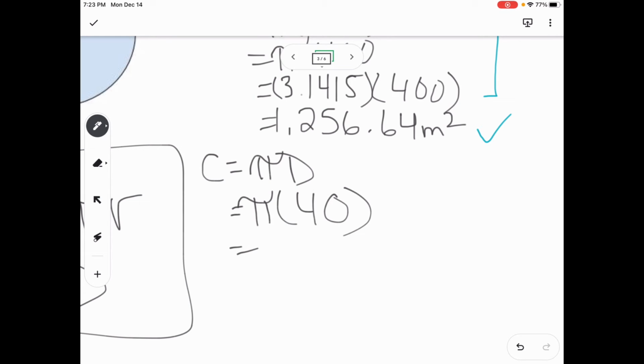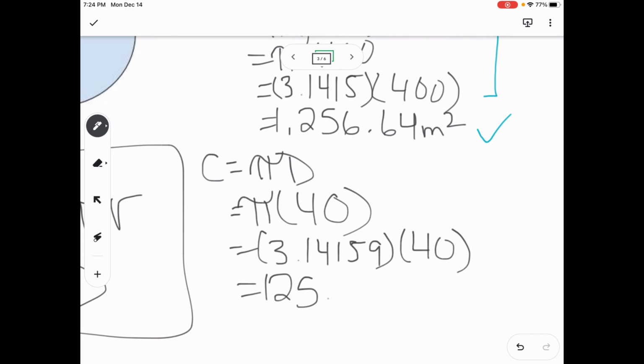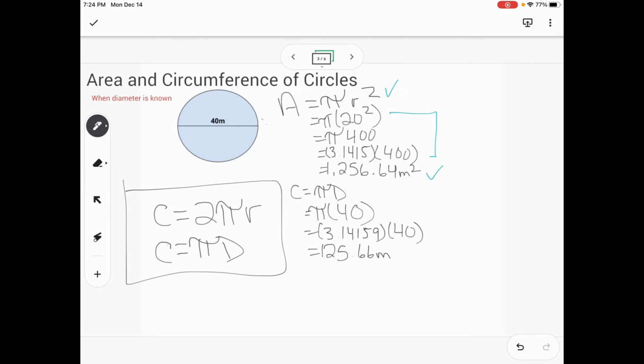I'm going to multiply 3.14159 by 40, and our final answer is 125.66, and that is meters, because we are looking at circumference, which is the same as perimeter, which means we do not put units squared, we just leave it as units.